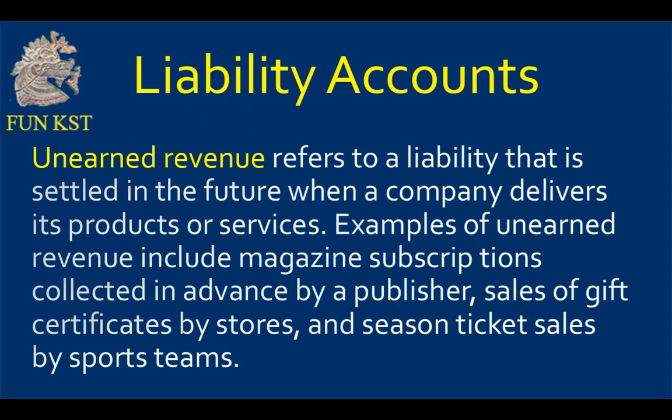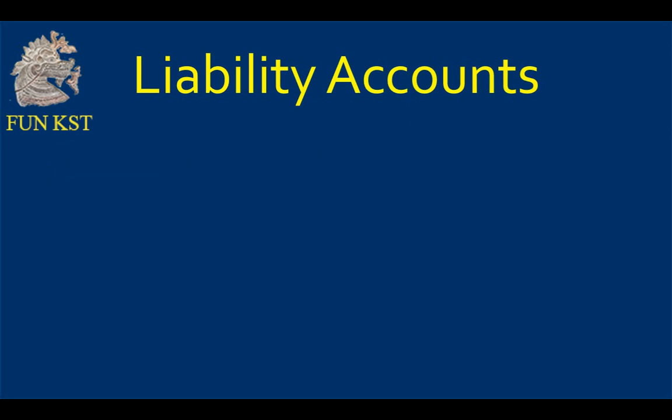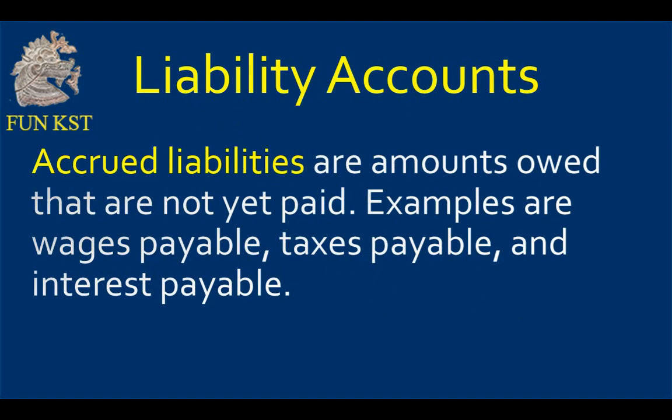Unearned revenues are also classified as a liability, and that is settled in the future when a company delivers its product or service. Examples of unearned revenue we have here: magazine subscriptions, sale of gift certificates, and season ticket sales by a sports team. Accrued liabilities are amounts owed that are not yet paid. Examples of accrued liabilities are wages payable, taxes payable, and interest payable.